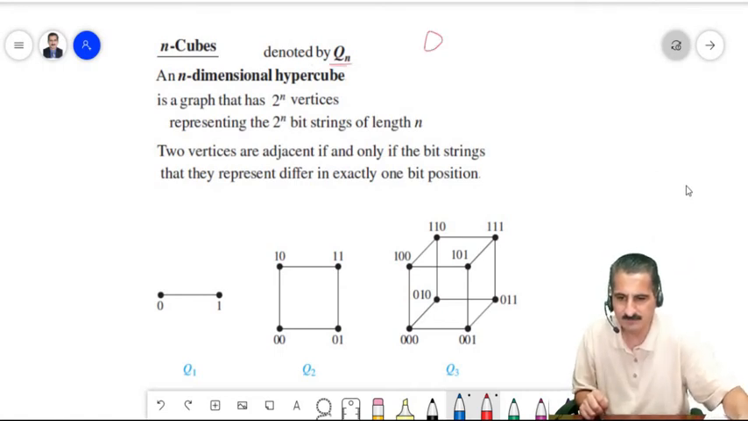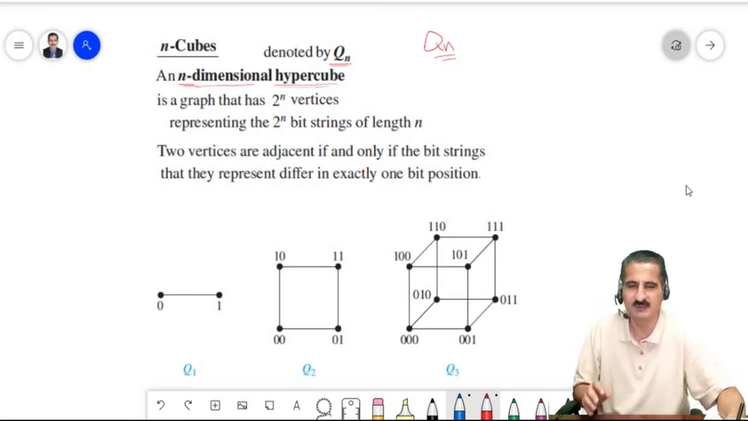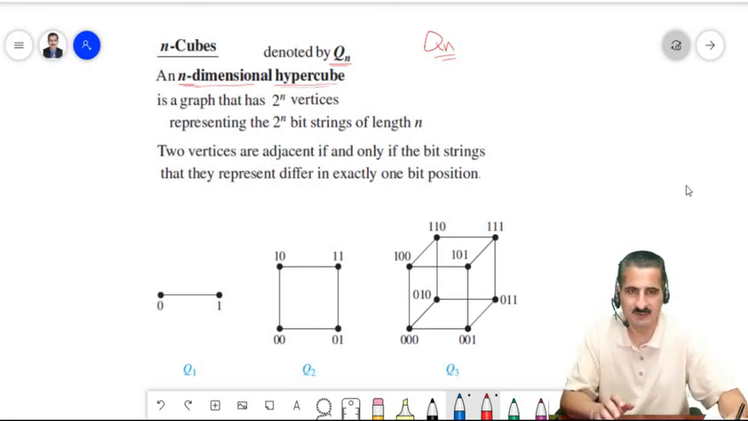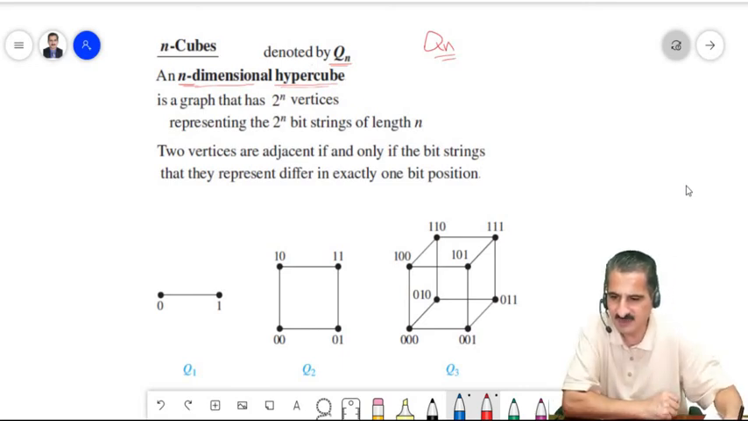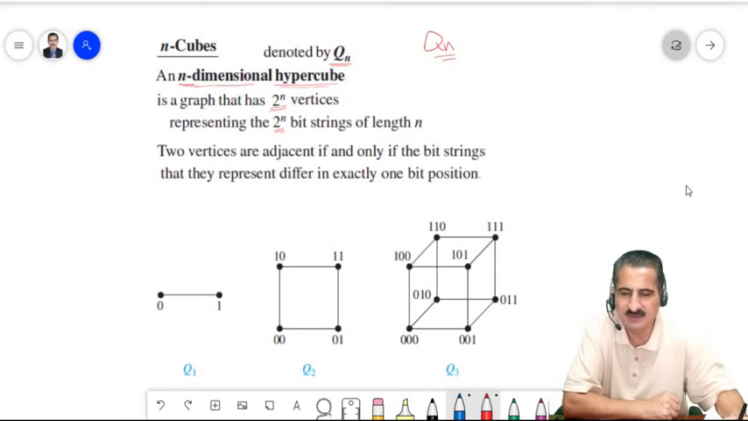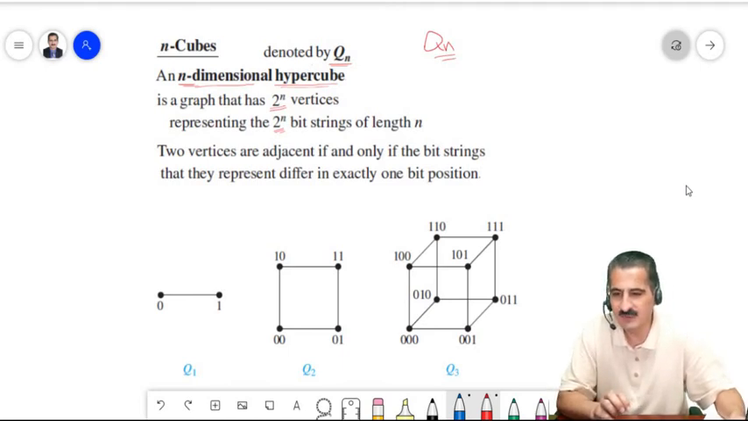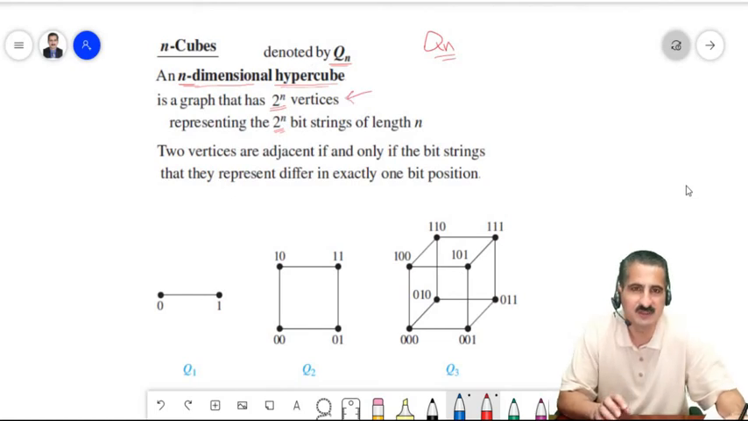Okay. Another kind of graph is called the n-cube, denoted by Qn. This is the n-dimensional hypercube. We say hyper because it must go for more than 3 dimensions, 4, 5 dimensions, and so on. And this graph has 2 to the power n vertices, which represent 2 to the power n bit strings of length n. A bit string means a string that consists of zeros and ones. And we say we have 2 to the power n vertices, and they are represented by strings of zeros and ones.